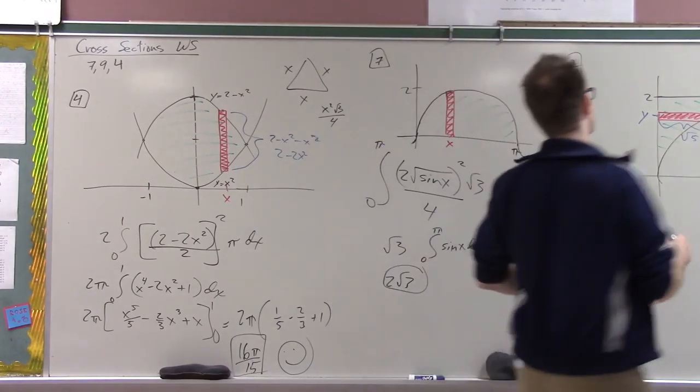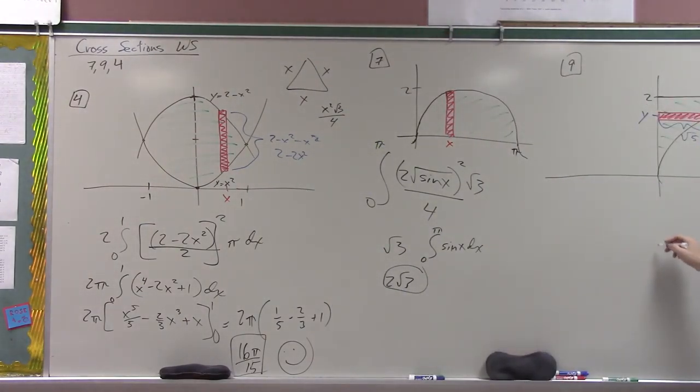Well, for an arbitrary y value between 0 and 2, I take that root 5 y squared quantity. What do I do with it? First divide by 2, because that's the diameter, now I have the radius, squared, pi, that's now the area of the circle, dy, integrate from 0 to 2.